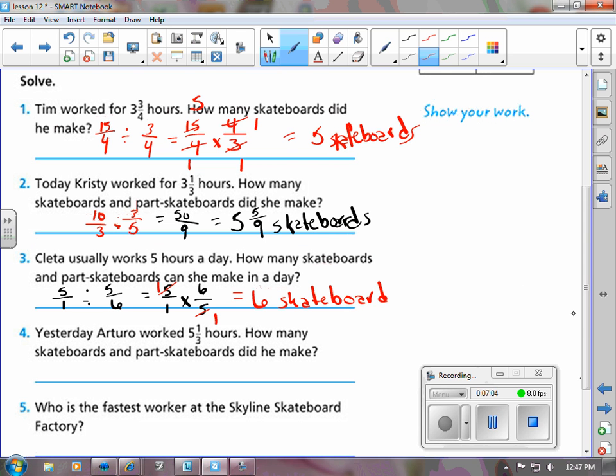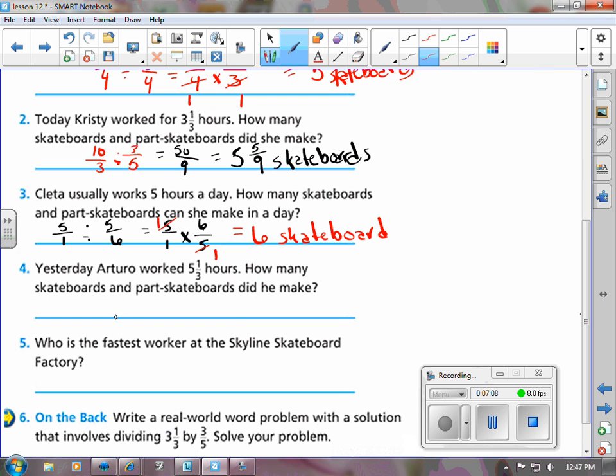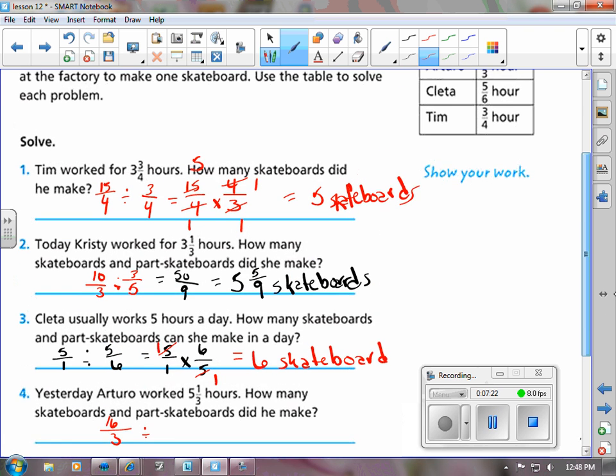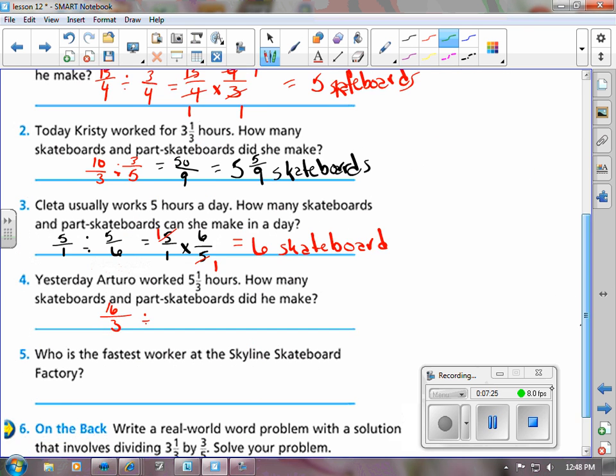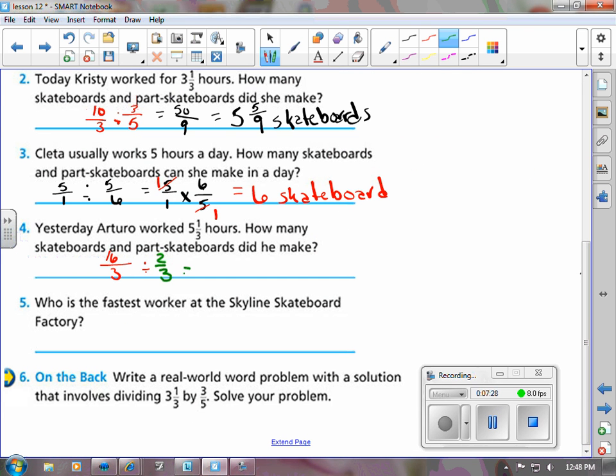I think this is why fractions are so fun. Once you get the hang of it, I think you can move along pretty fast. Arturo worked 5 1/3 hours. How many skateboards and part skateboards did he make? 5 times 3 is 15, plus 1 is 16, so 16/3. We're going to divide that by however many he can make. Let's go back up. 2/3. I'm going to flip it again because I see that I can do something really easy here. 3 over 2, right? I can instantly change these 3s to 1 and 1. This can become a 1, and this can become an 8. So he can make 8 skateboards.